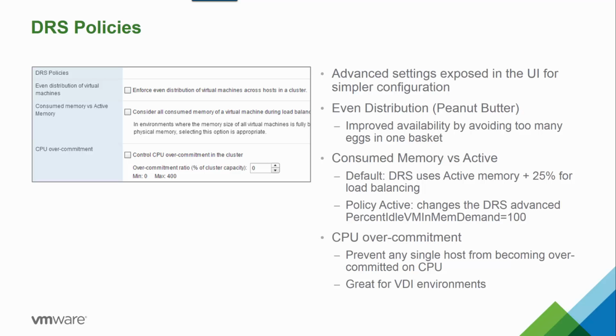The first is for even distribution, providing improved availability by avoiding too many VMs on a single host. The second is consumed memory is active, which is the default setting where DRS uses active memory plus 25% for load balancing. It also has the policy active selection, which changes the DRS advanced setting percent idle VM in demand to equal 100. The third option is CPU overcommitment.